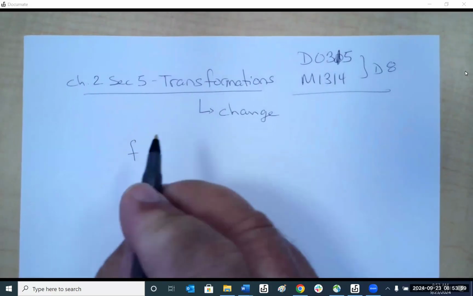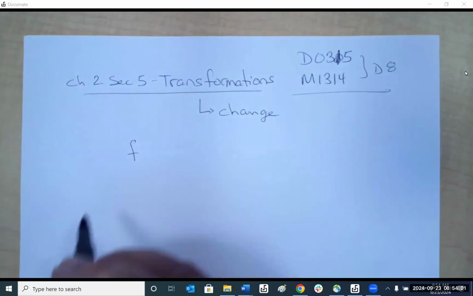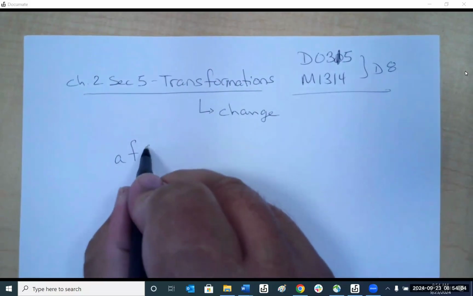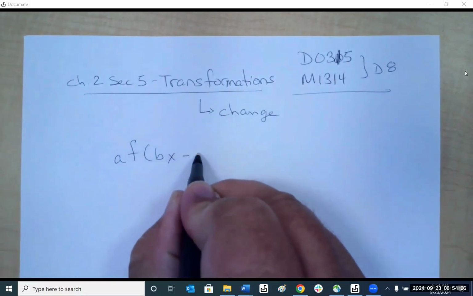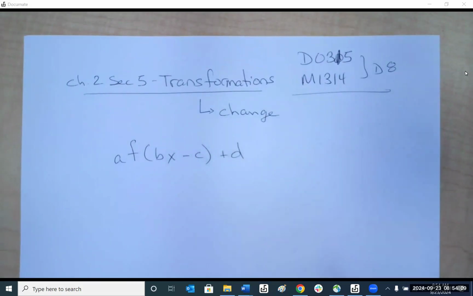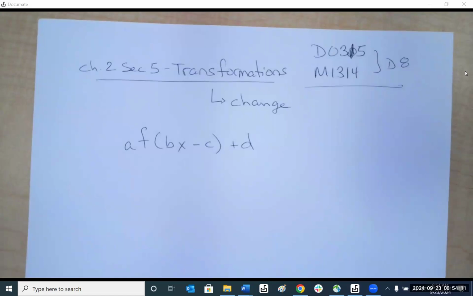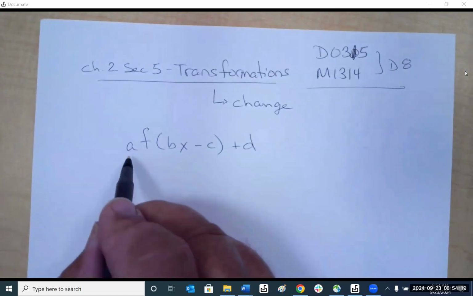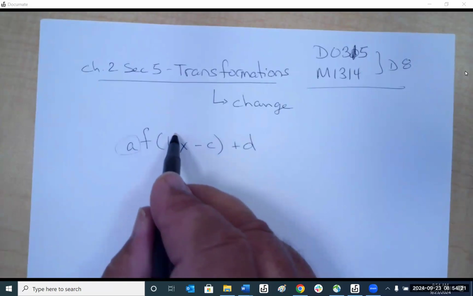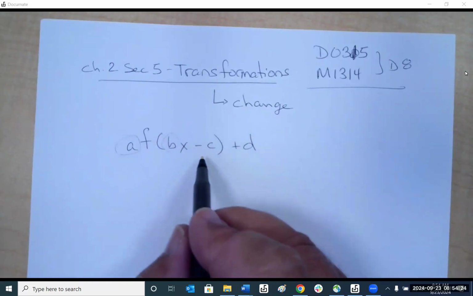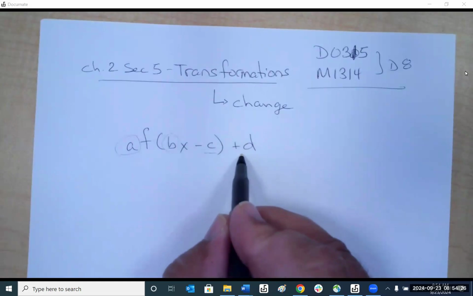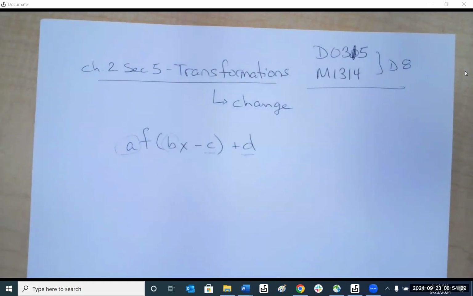So a function can look like this. That's what a function really looks like. Where numbers, the coefficients, inside the parenthesis or outside the parenthesis, each one of them have a specific function and a specific purpose, what it does to the graph.